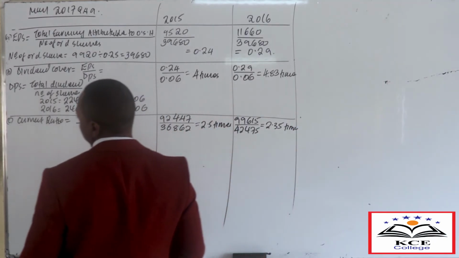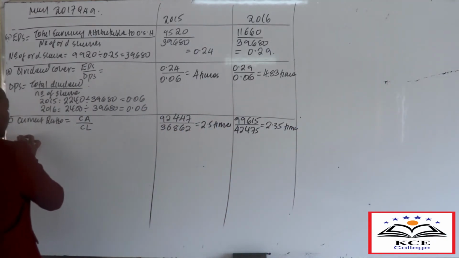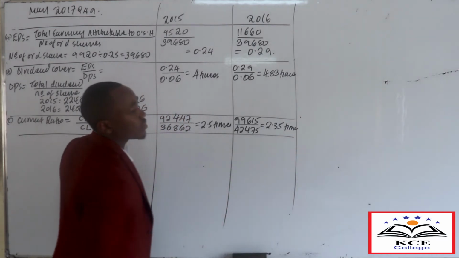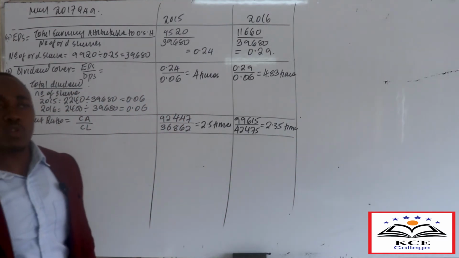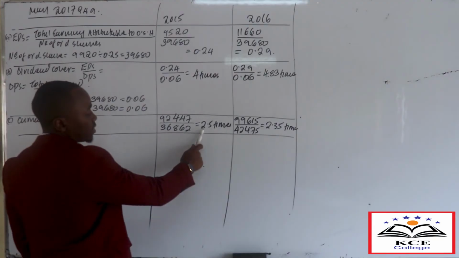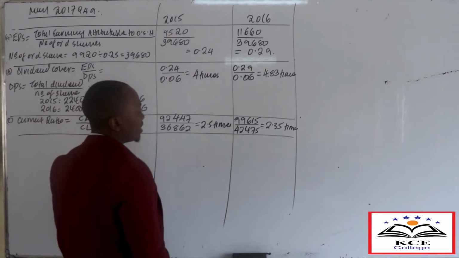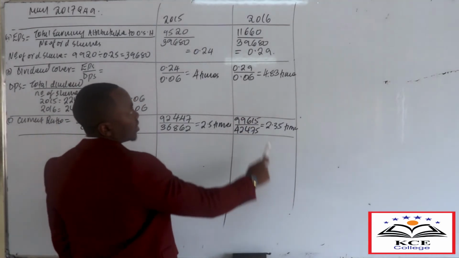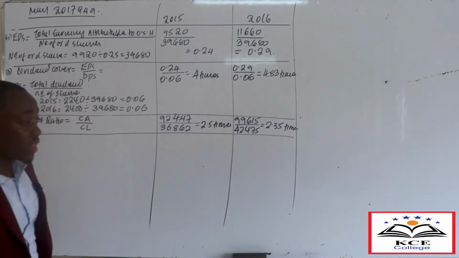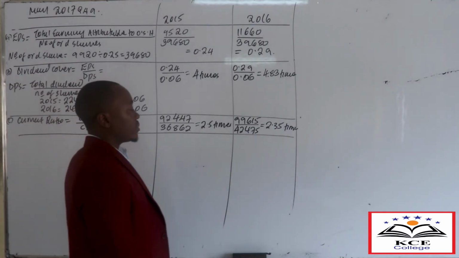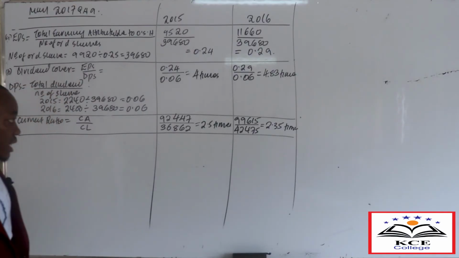Now what do we say about the current ratio? We say that the recommended current ratio should be 2 times or 2:1. You see in this case it's 2.5. That means in terms of the liquidity, the company is performing better, as well as in 2016 it's more than 2 times. So therefore the company is performing better in terms of liquidity. They are more liquid.